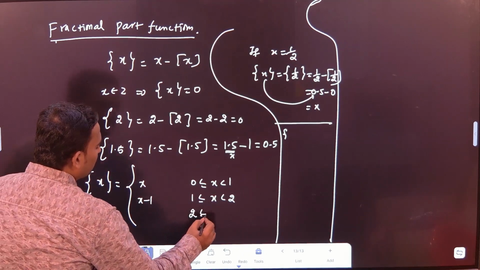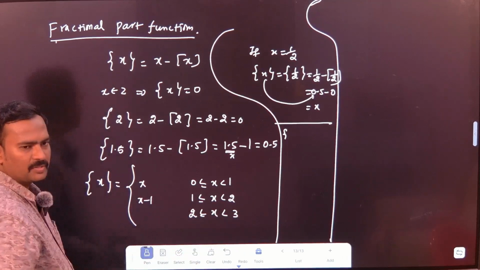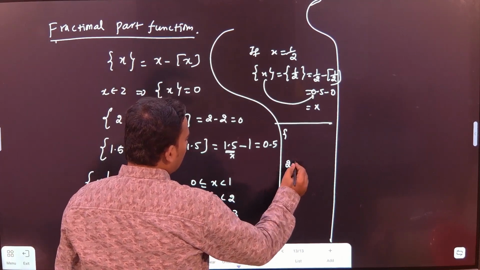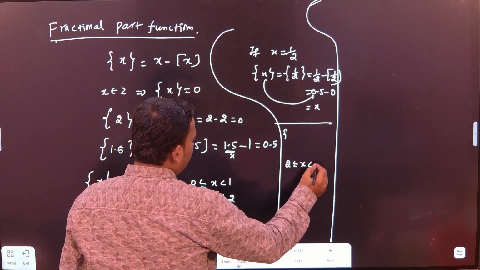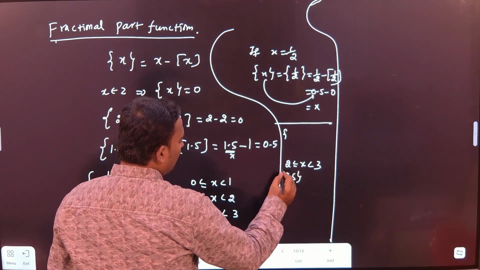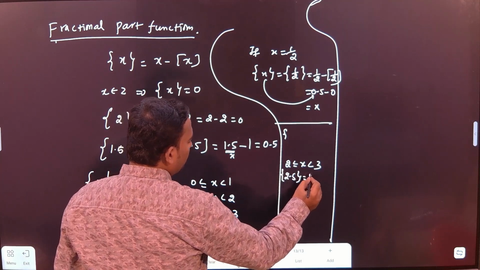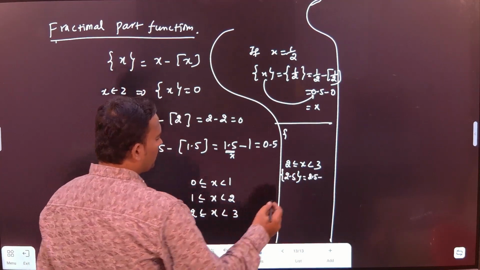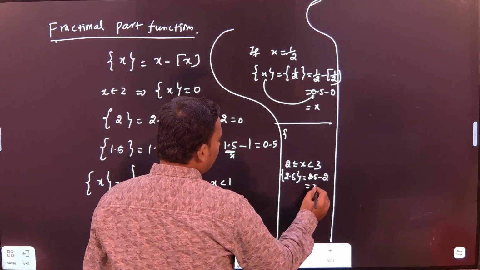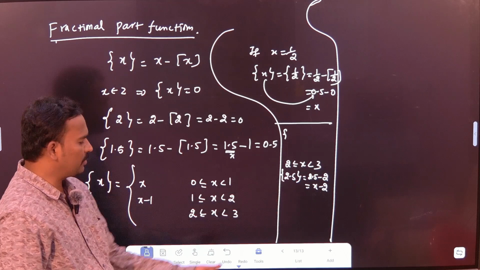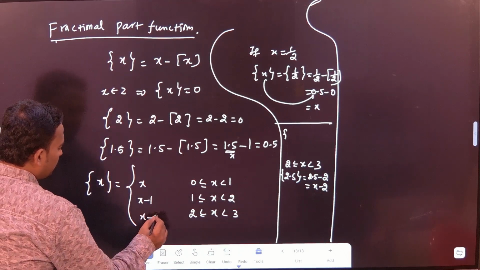Let's take 2 to 3. If I take 2.5, you can take the fractional part of this one. So 2.5 minus the greatest integer function of 2.5, which is 2, that is x minus 2 you can write. Here x we are taking 2.5. Understood? Generalized, x minus 2 you can write.